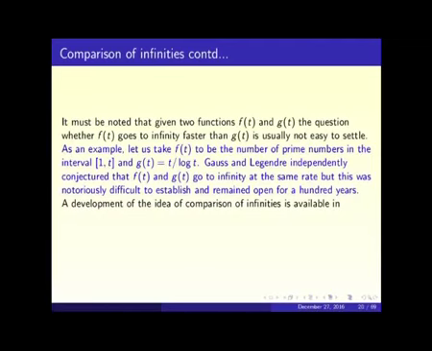This question was a notorious conjecture by Gauss and Legendre. Gauss and Legendre independently conjectured that f(t) and g(t) go to infinity at the same rate, but this conjecture remained unproved for nearly 100 years. It was settled independently by two French mathematicians, one in 1896 by Hadamard and the other one in 1898 by de la Vallée Poussin. And this theorem is called the prime number theorem. It's one of the most remarkable theorems in number theory. So, you see that comparison of infinities is not an easy task.